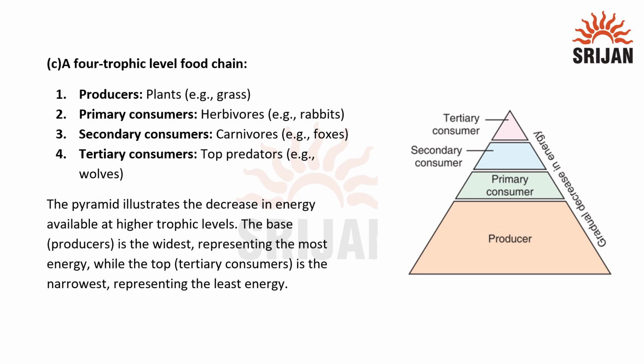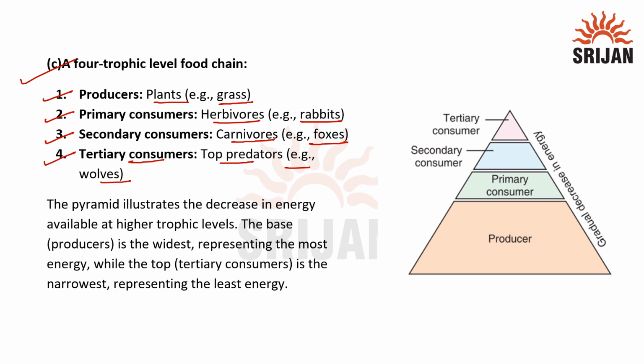Moving towards the third part, we have a 4 trophic level food chain which consists of producers, primary consumer, secondary consumer, and tertiary consumer. Producer in this case is plant, example grass. Primary consumers are herbivores, example rabbits. Secondary consumers are carnivores, example foxes. And tertiary consumers are top predators, example wolves.